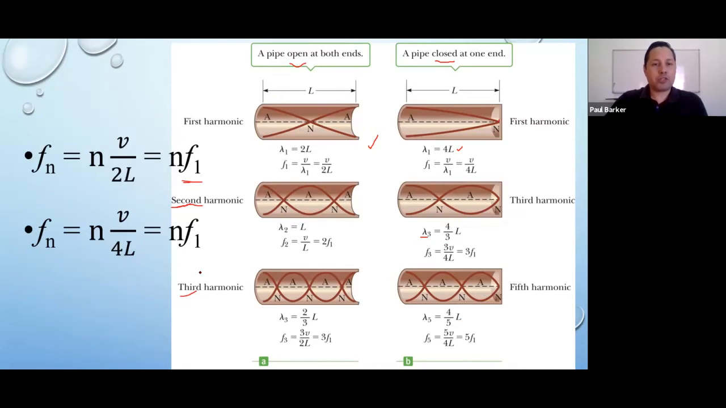Now, this formula has changed slightly. Again, if you want the frequency for the third harmonic or the fifth harmonic, it will be 3 multiplied times the original frequency of the pipe that is closed. All right, so those are the formulas for open-ended and closed-ended pipes if you're solving for the frequency of the first, second, or third harmonic.